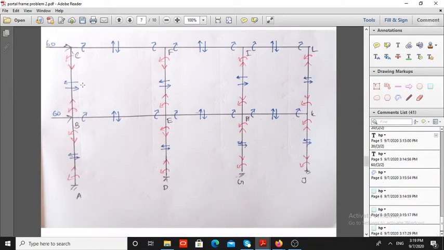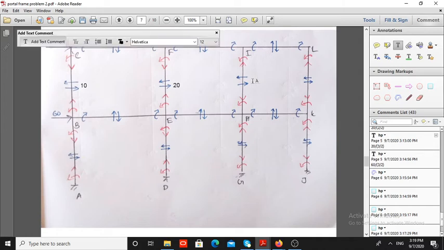First of all, you have to start from column shear. So the value here is 10, here also 10, here 20. Now this is 10, 20, then this is 10. Similarly this value is 20, this value is 40, this value is 40 and this value is 20.